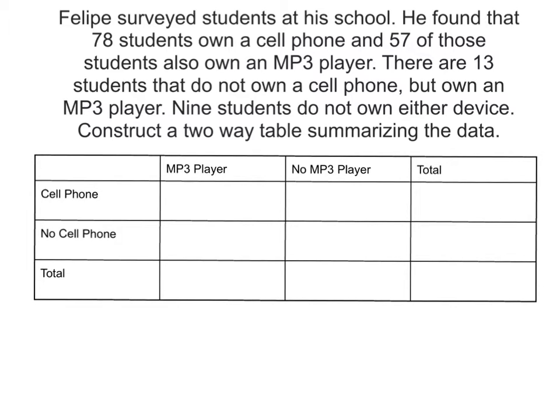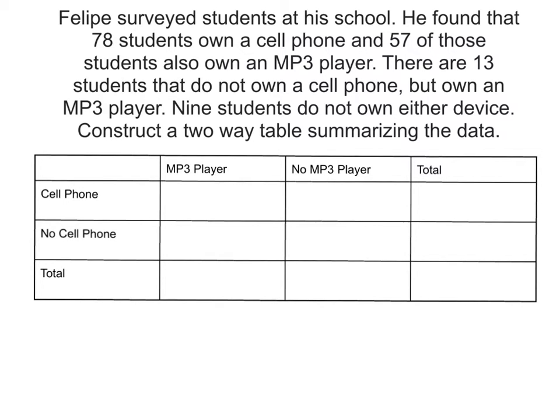So for the first question, it says, Felipe surveyed students at his school. He found that 78 students own a cell phone, and 57 of those students also own an MP3 player. There are 13 students that do not own a cell phone but own an MP3 player, and 9 students do not own either device. Construct a two-way table summarizing the data.